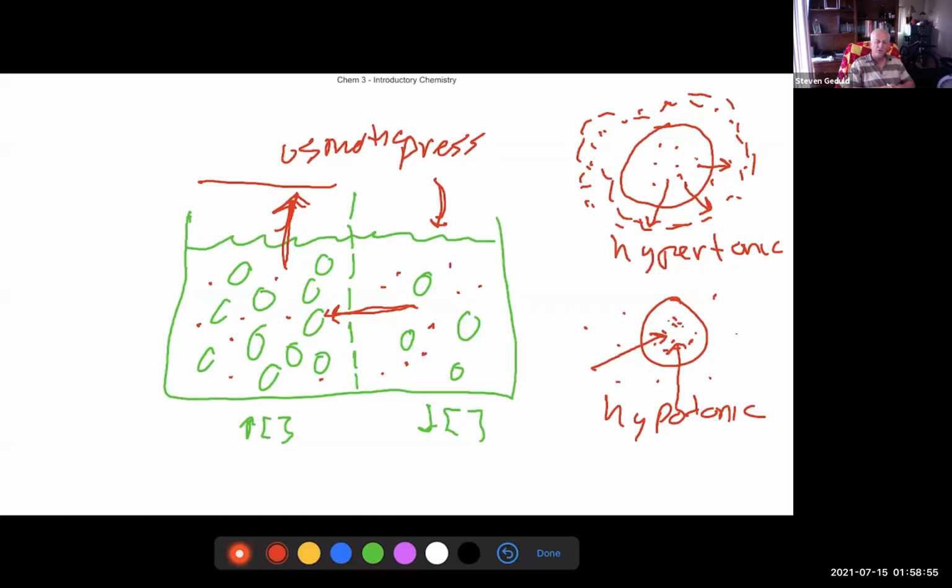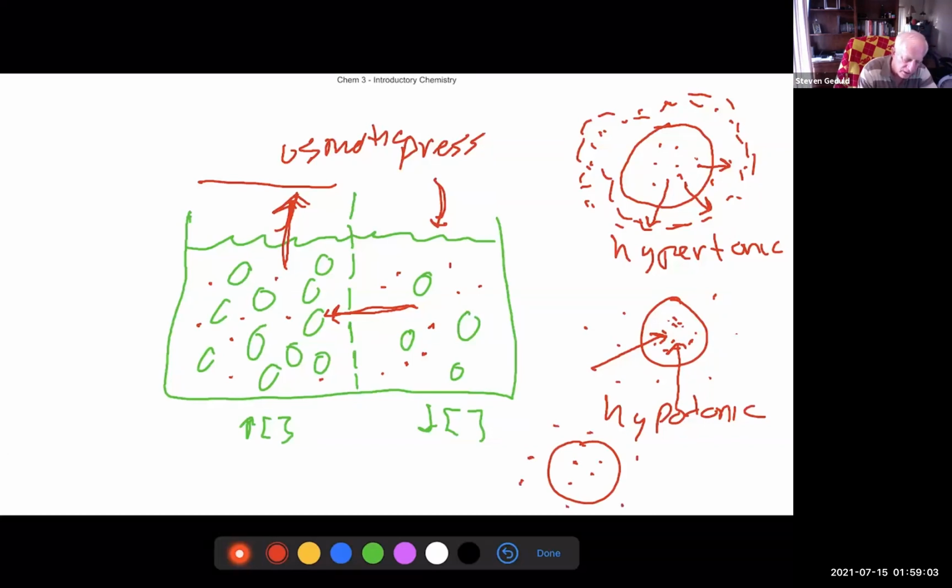Okay, you have to do what's called an isotonic solution. Here's your red blood cell, and we have the same concentration. Water flows out and water flows in at the same rate, because it's a semipermeable membrane. And this is isotonic.